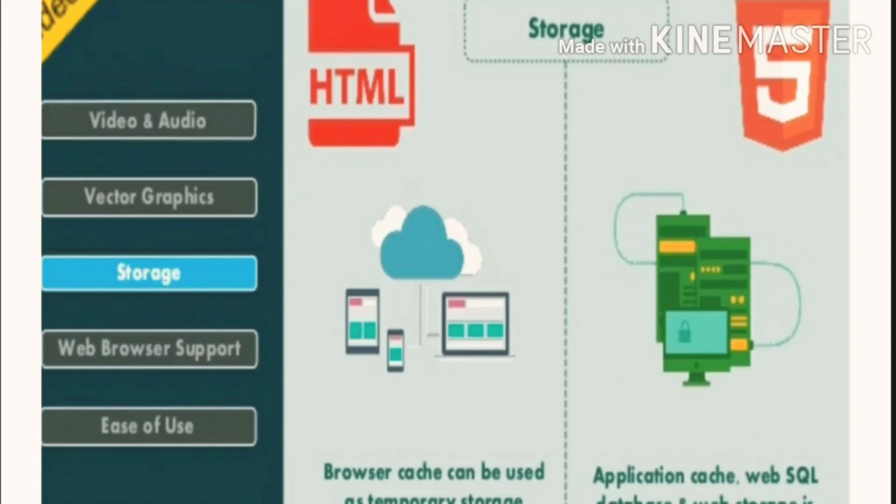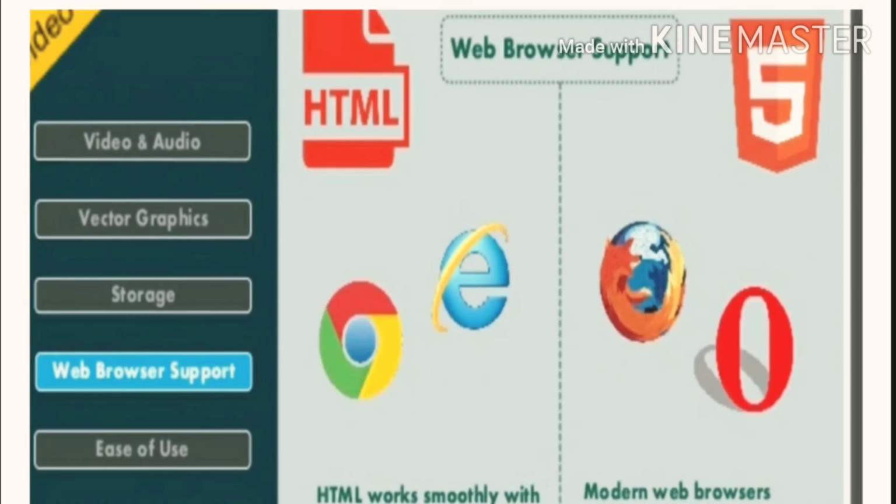Now in the case of HTML, we can use the browser cache as temporary storage, whereas in the case of HTML5, application cache, web SQL database and web storage are used. Now in the first version of HTML, all the old browsers such as Internet Explorer run smoothly, and for HTML5 the new browsers have started supporting its specifications. Some of the browsers include Mozilla Firefox, Chrome, etc.